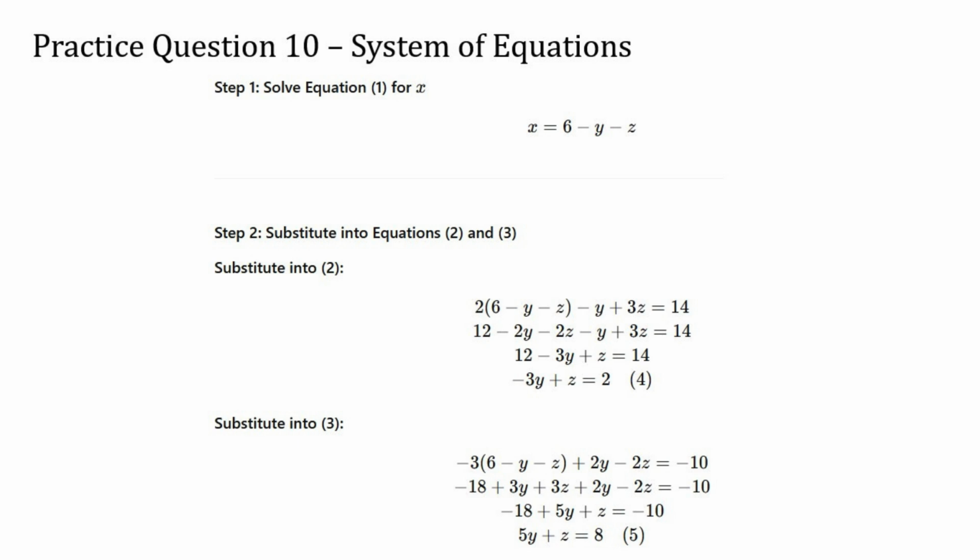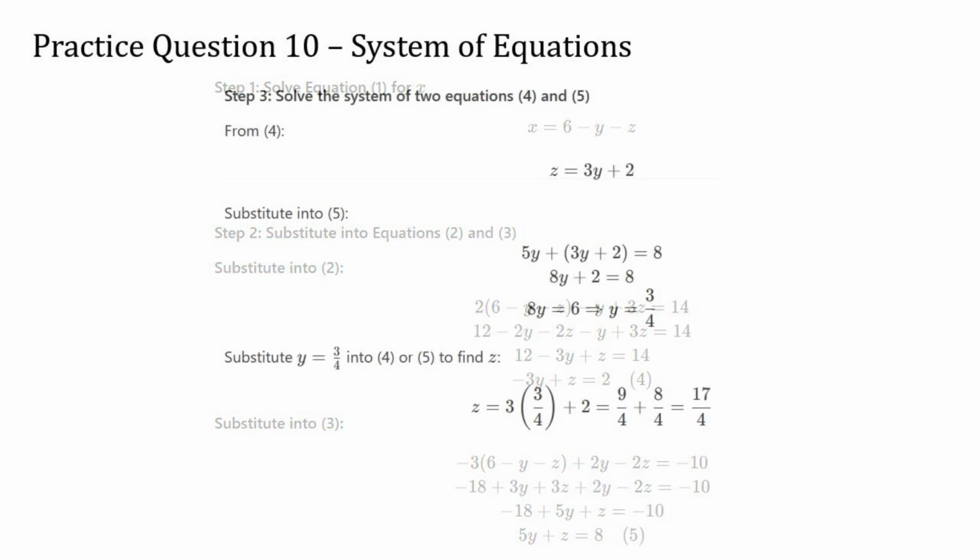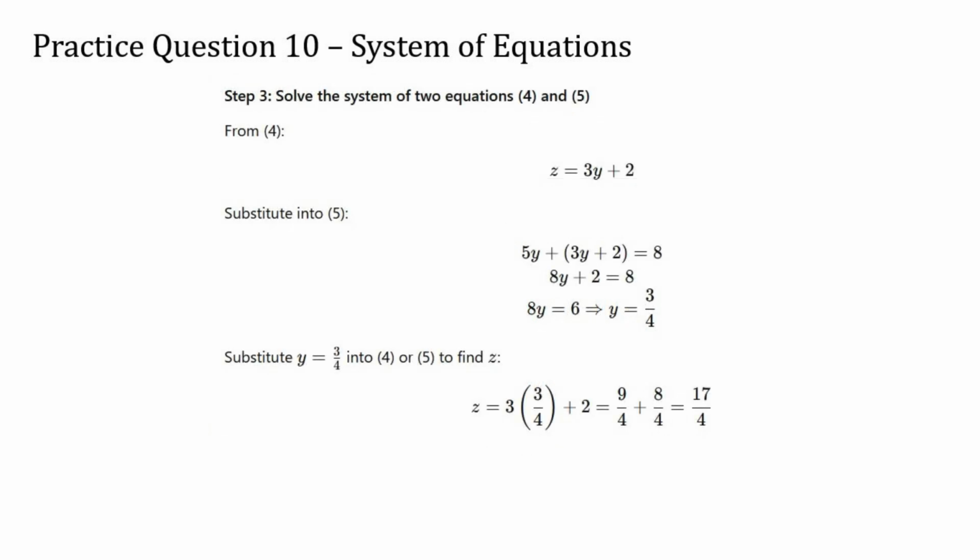Now we have a new, simpler system, two equations with just two variables. In the third step, we solve this reduced system. First, we use the first new equation to solve for z in terms of y. Then we substitute that expression into the second new equation. This gives us a single equation in y, which we solve to get that y is equal to 3/4.